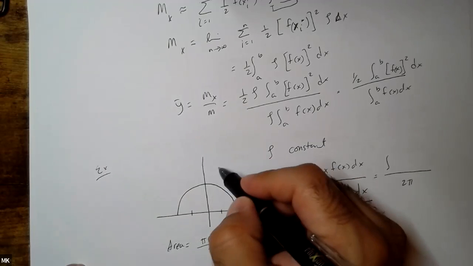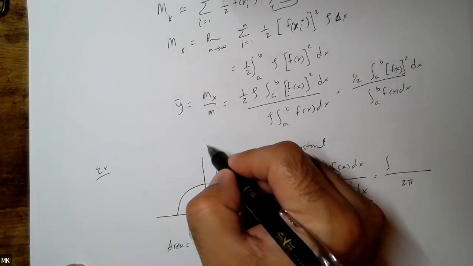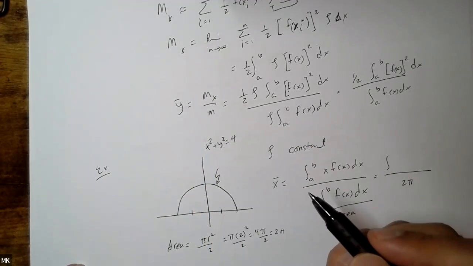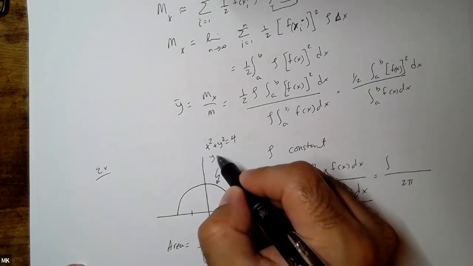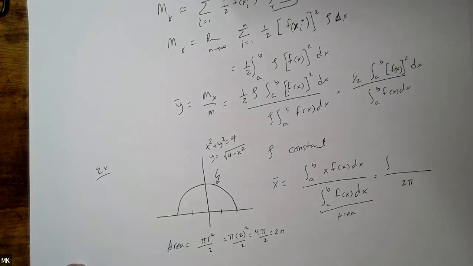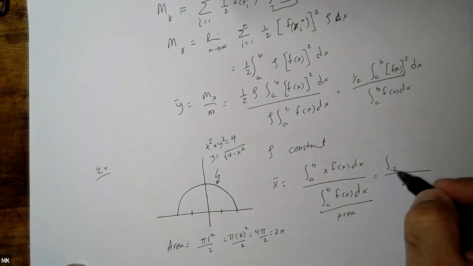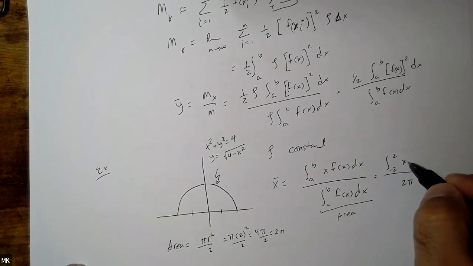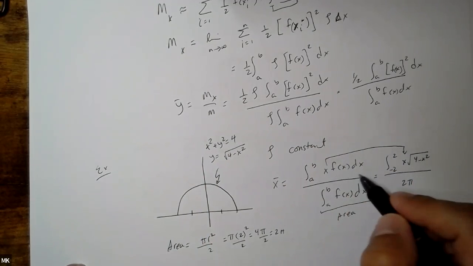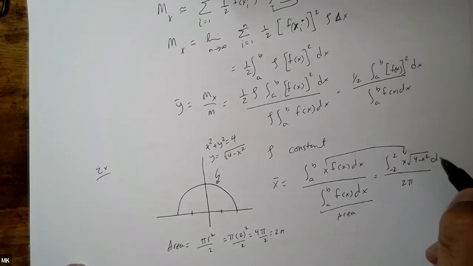I have to find an equation of this half circle, and the equation of a circle is x squared plus y squared equals r squared, which in this case is 2 squared or 4. Then y would be the square root of 4 minus x squared. And I don't need the plus or minus because it's the top half of the circle. So it's going to be the integral from negative 2 to 2 of x times the square root of 4 minus x squared dx. So x comes from this, and f of x is the square root of 4 minus x squared.